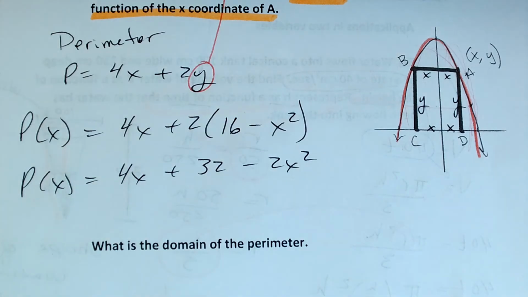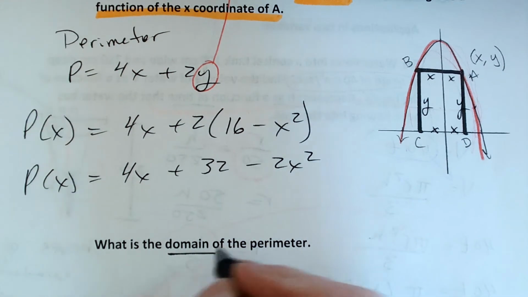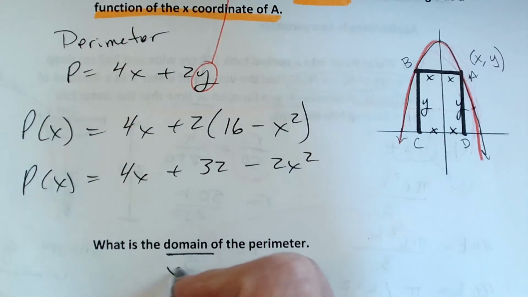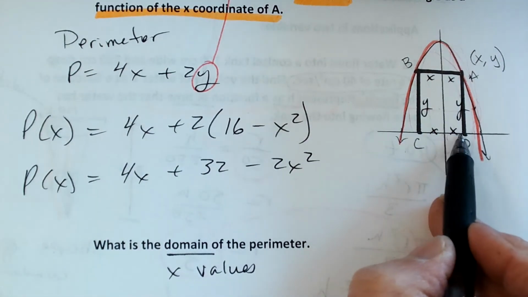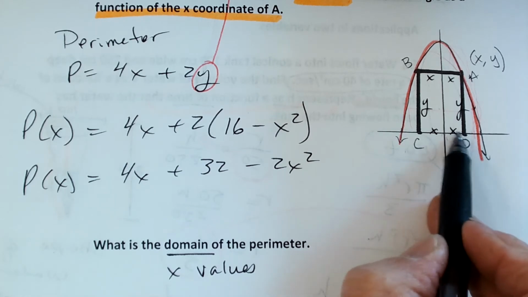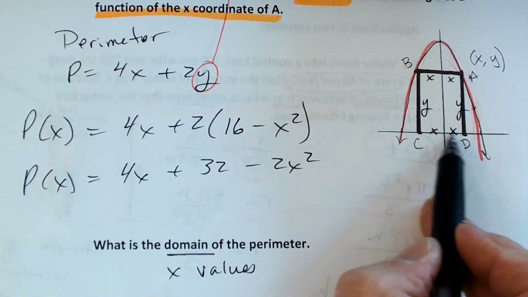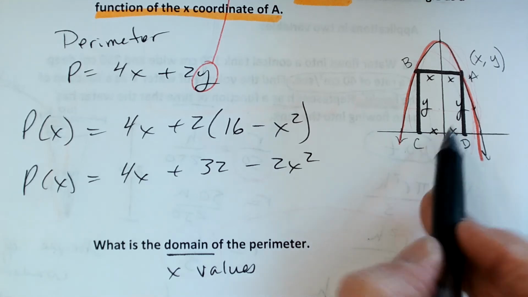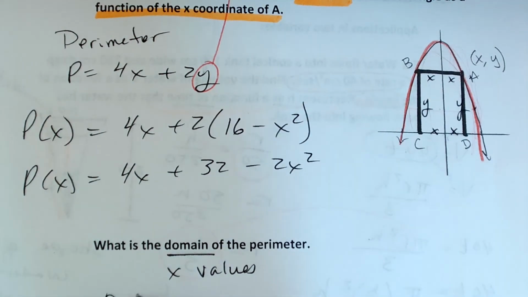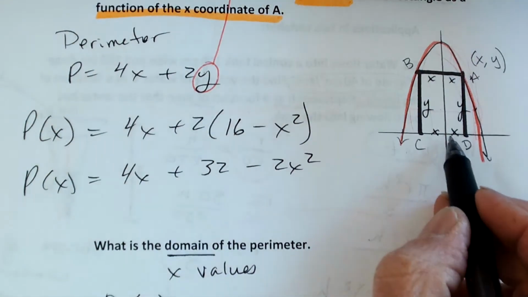Now, domain. Domain's actually a really easy question if you know what's going on. Domain is the x values, right? Well, think about this rectangle, what's the smallest this x can be? What if it's all the way to right about here? What's the smallest x could be? 0, right? But let's make it bigger than 0. Let's go x has to be greater than 0, because if it's exactly 0, we don't have a rectangle.